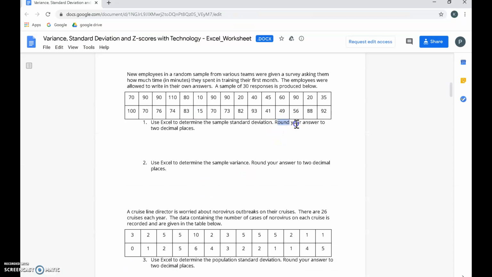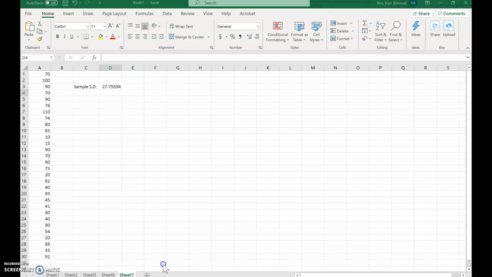And then I believe, let's double check. The instruction says round your answer to 2 decimal places. So we're going to round it. In Excel, we also have a really nice tool to round it by using the decimal button, increasing or decreasing the decimals. So we want to decrease the decimal from currently 5 decimals to 2. We're going to just click it and it will automatically round it to 2 decimal places.